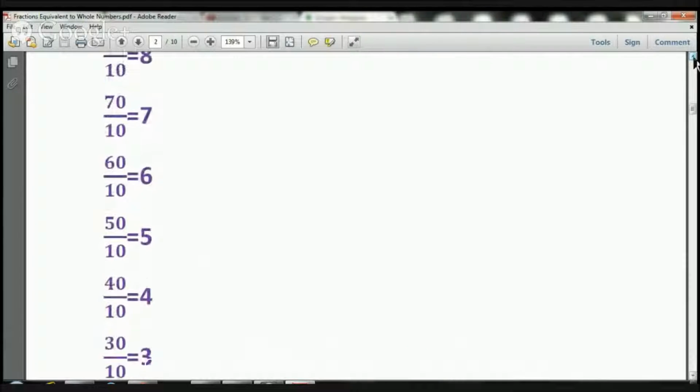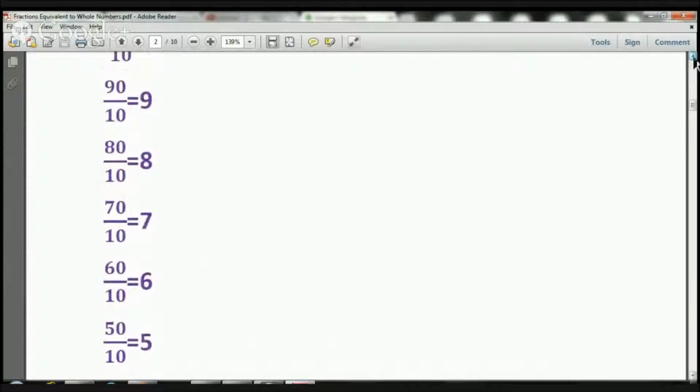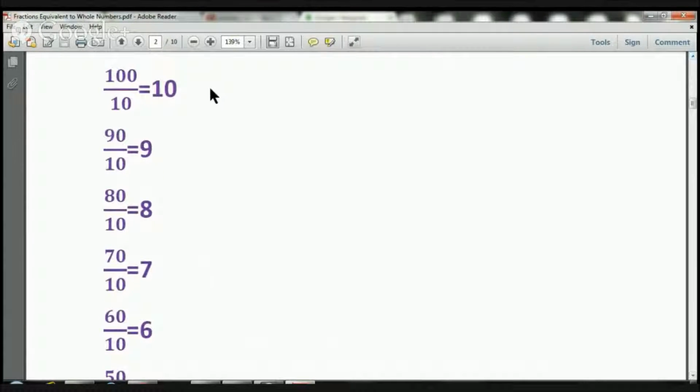So let's go ahead and take a look at this one more time in a different way. Here we have 100 divided by 10 equals 10. 90 divided by 10 equals 9. 80 divided by 10 equals 8. 70 divided by 10 equals 7.